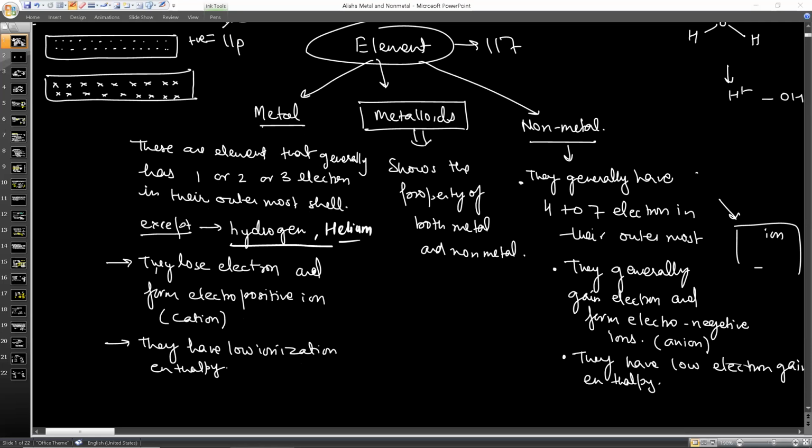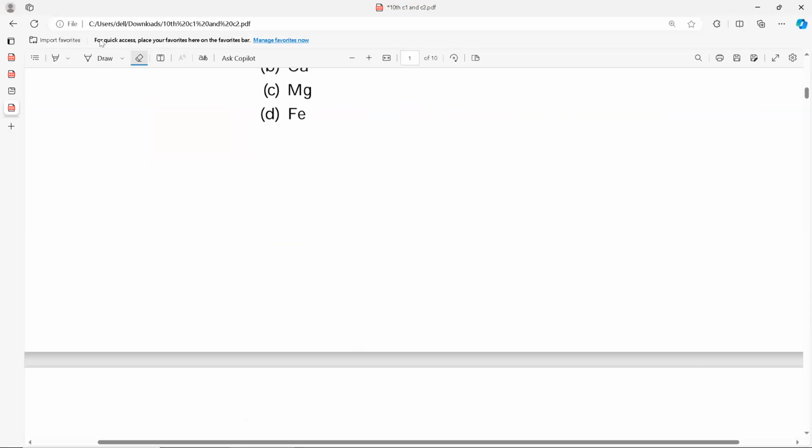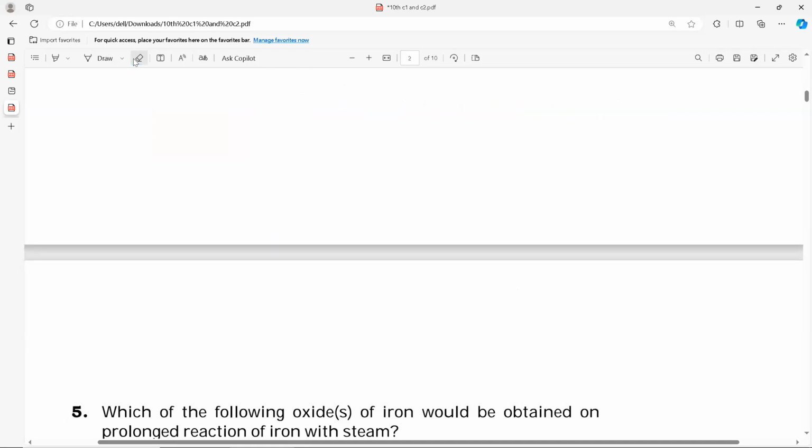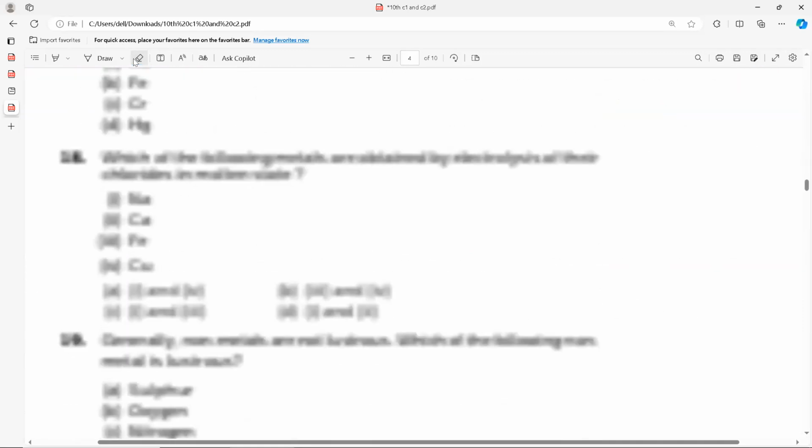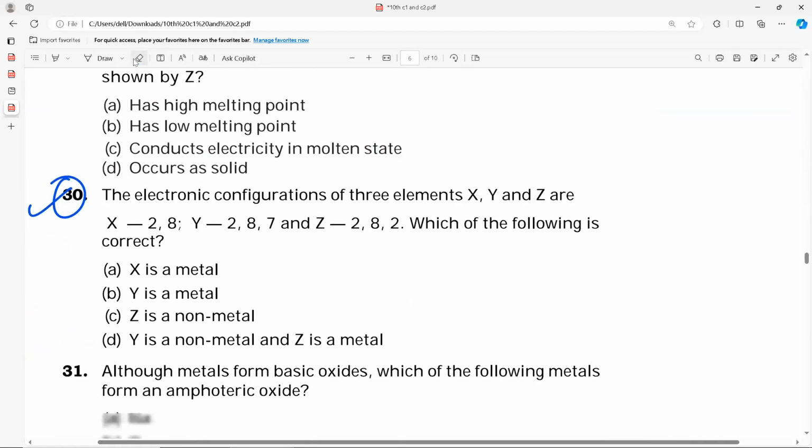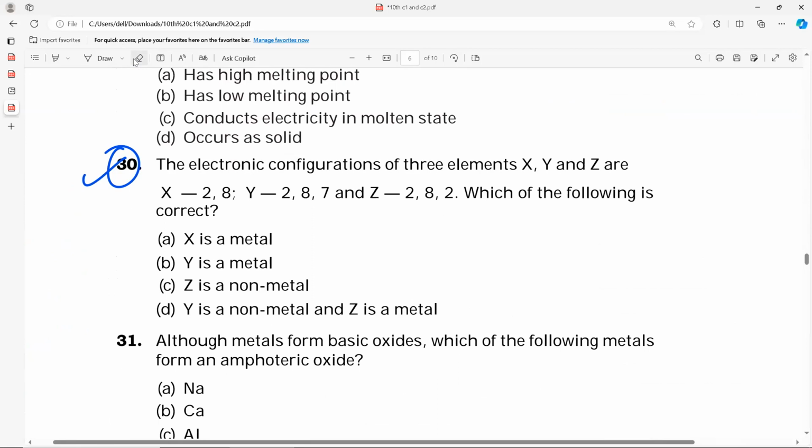So what does enthalpy mean? Enthalpy means energy. Okay. So here we are going to have a question for you, and you have to answer me. What should be the answer for this question? Question number 30. Note down this question in your notebook fast.